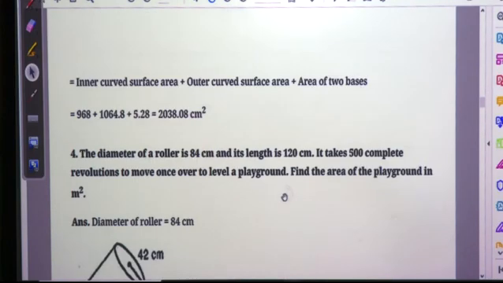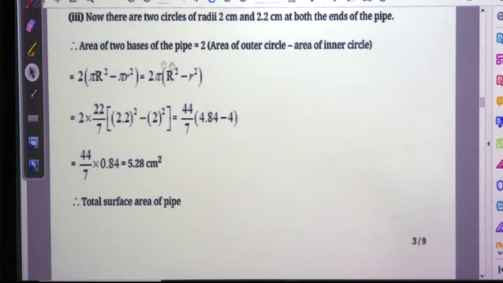We have to find the area of the two bases of the pipe. That is 2 times the area of the outer circle minus the area of the inner circle, because 2 times it is present. So, 2 in bracket, area of outer circle, pi capital R square, minus pi, area of inner circle.